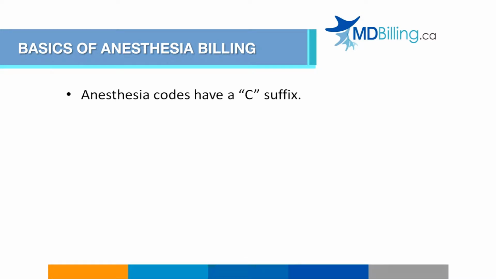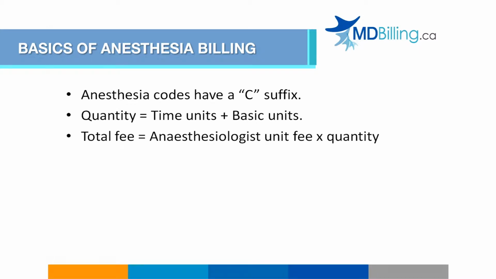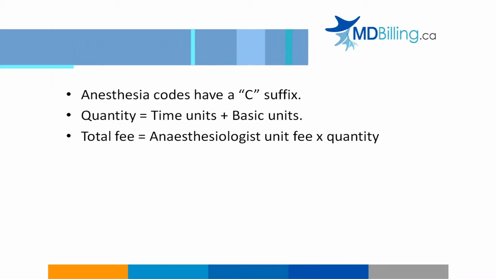A service code always contains 5 characters with suffix A, B, or C. Anesthesia services use C suffix. For example, for an appendectomy, the anesthesia code is S205C. The amount payable for anesthesia service is calculated by adding the number of basic and time units and multiplying the total by the anesthesiologist unit fee. The MDBilling.ca system will help you calculate the total number of units by comparing the start and end time and automatically adding the basic units for the service codes you're using.